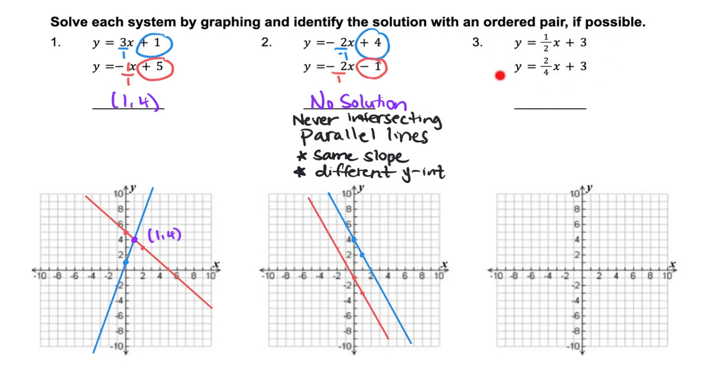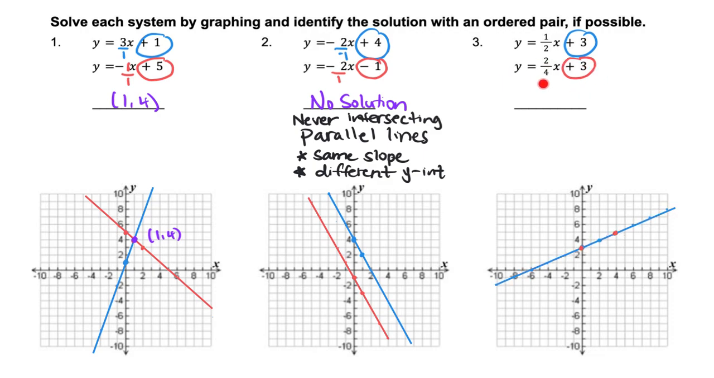Now we will graph these two lines. Pause here to do that on your own. We start with graphing this top line. We start at 3, and we go up 1 to the right 2, up 1 to the right 2, and I connected that with the blue line.